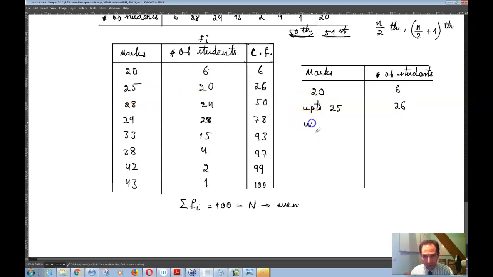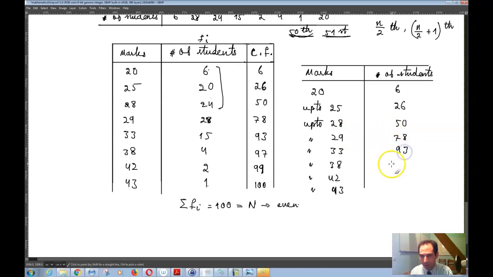Again, you can say up to the marks 28 has been achieved by this number of students, which is 6 plus 20 plus 24, which is equal to 50. And in the same way, you can write up to, for example, 29, up to 33, up to 38, up to 42, and up to 43. And then you can write all of these numbers here, which we have already calculated. So 78, for example, 93, 97, 99, and 100.